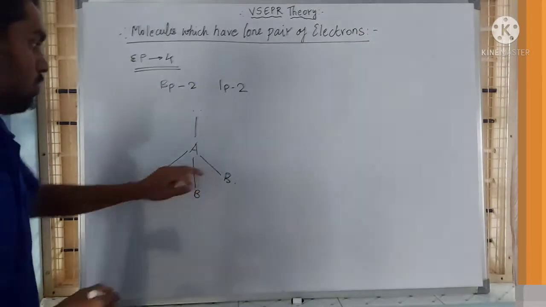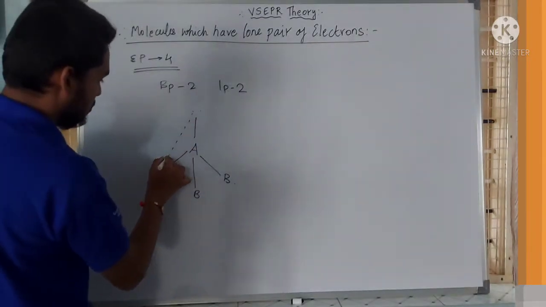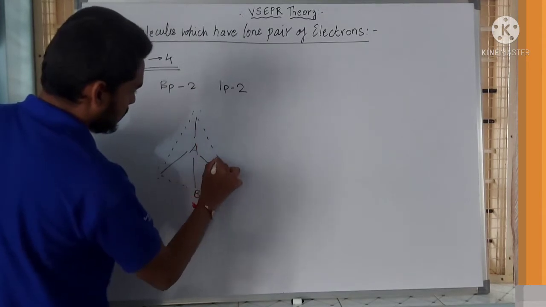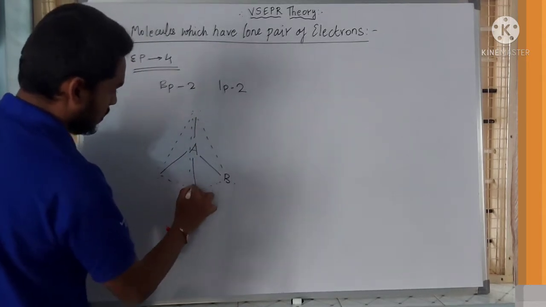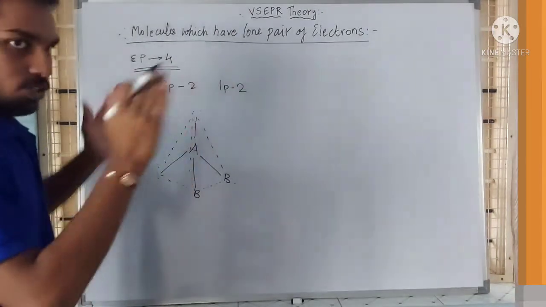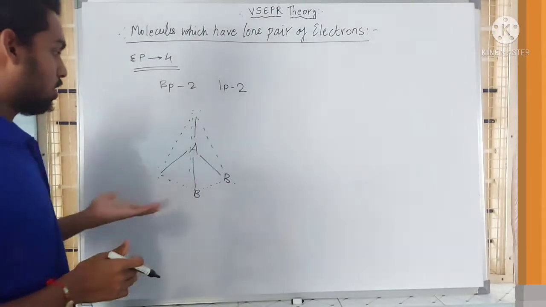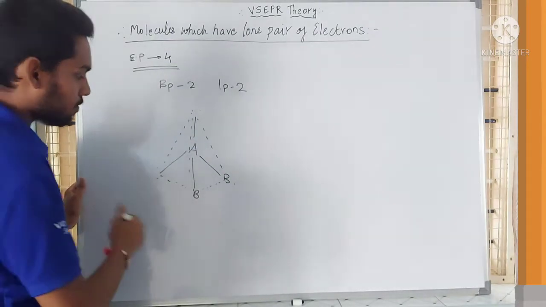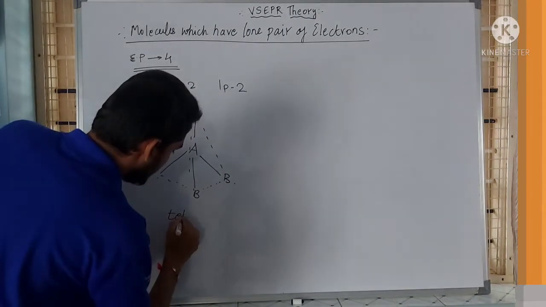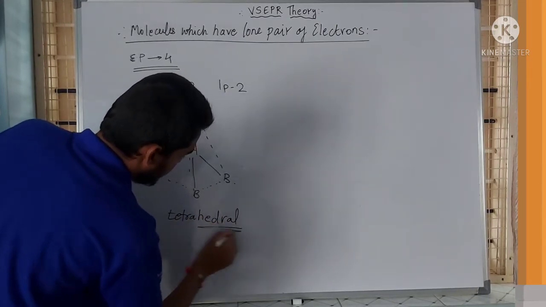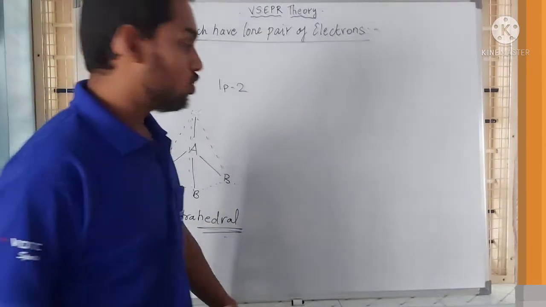1, 2, 3, like this. You just observe that it's a tetrahedral, 3 faces at the top and 1 face below. So that will form a tetrahedral structure. This is according to the electronic arrangement. But now let us move to the geometry.